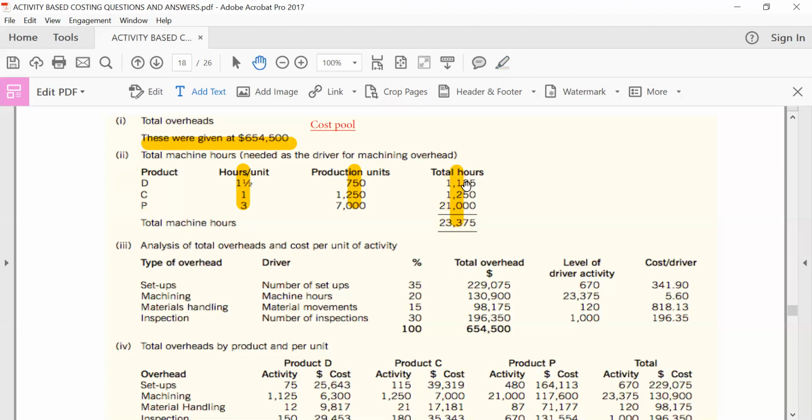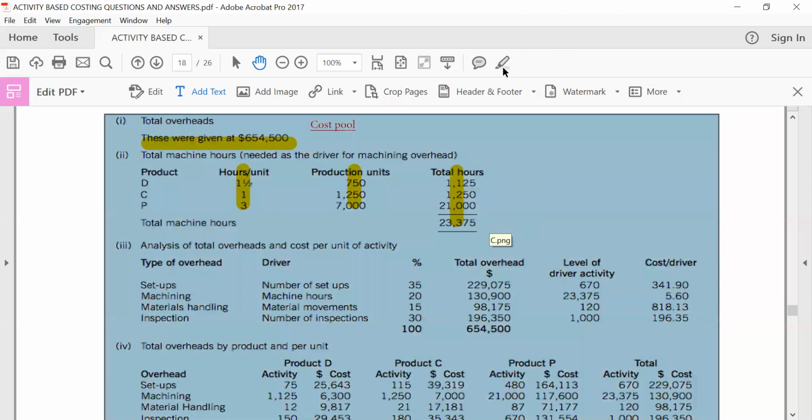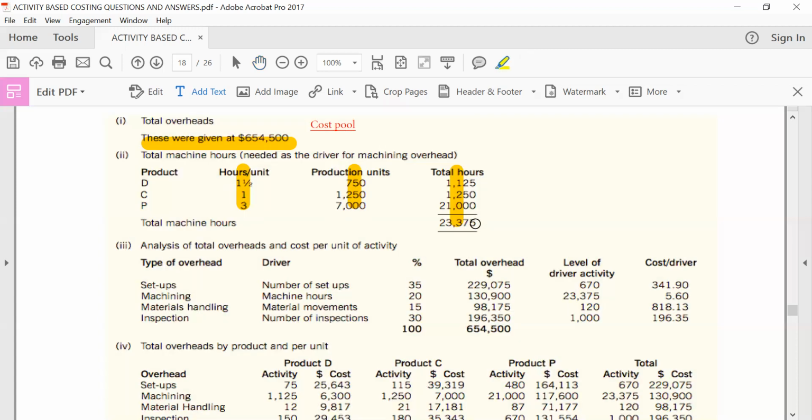So in the case of 1125, how did we get it? It was the machine hours per unit, which is 1.5, times the number of units produced for product D, which is 750. So 1.5 times 750 is 1125. 1 times 1250 will give you 1250. Then 3 times 7,000 will give you 21,000. That gives us a total machine hours of 23,375. So we decided to move on to analysis.